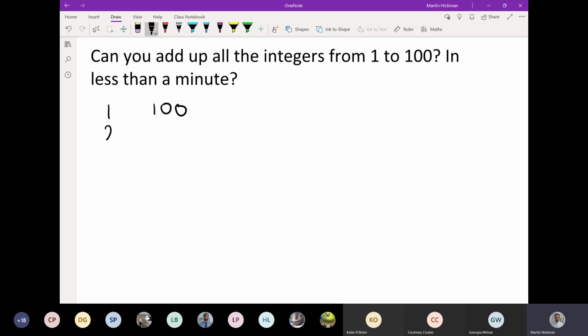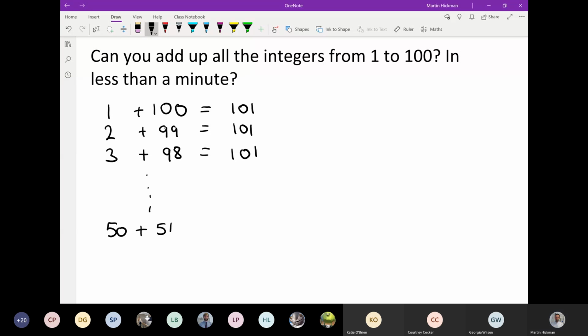I could pair 2 and 99 together. I could pair 3 and 98 together. And all of these pairs will add up to make 101. So altogether there are 50 pairs that you can add up to make 101.